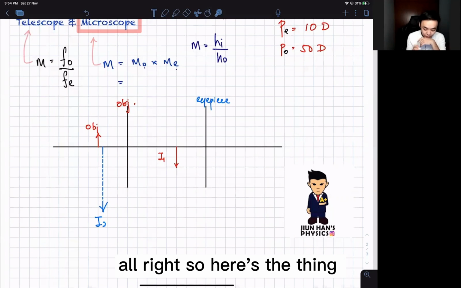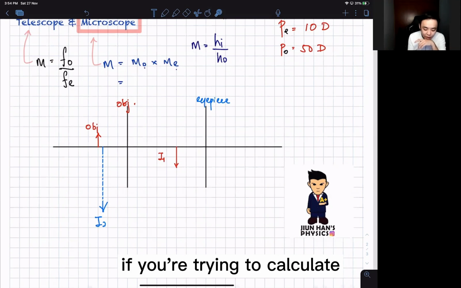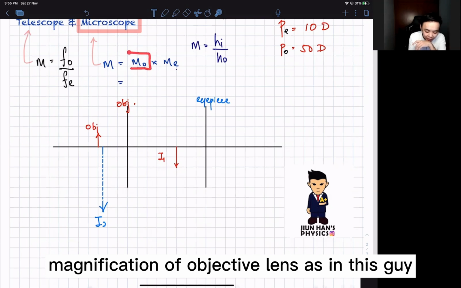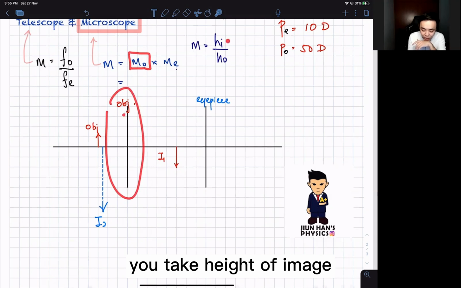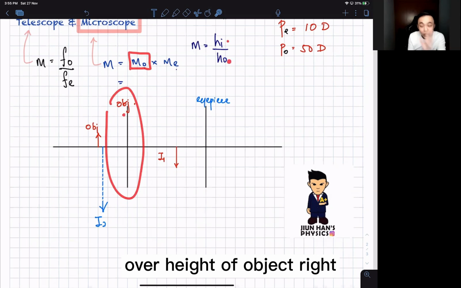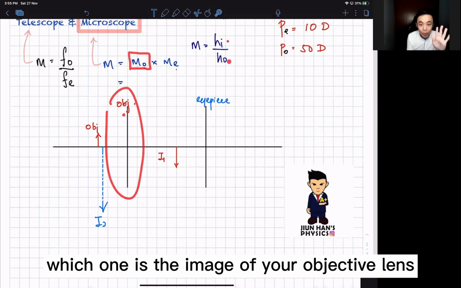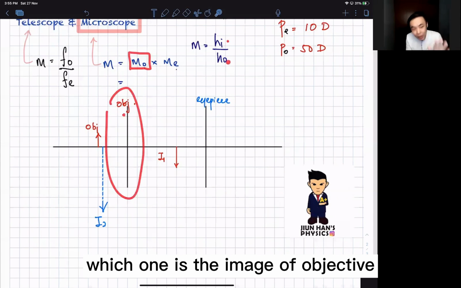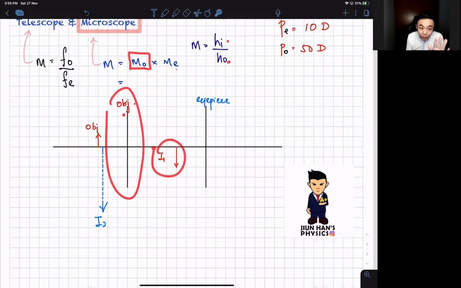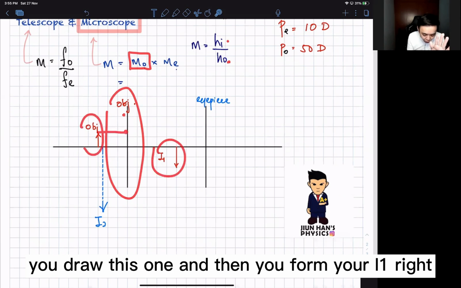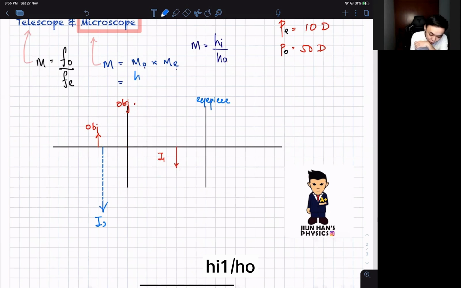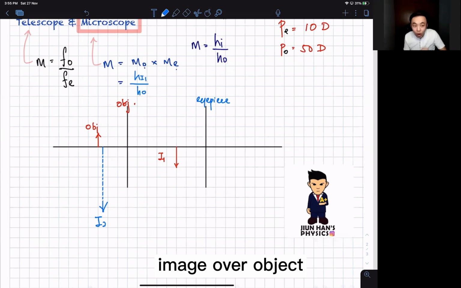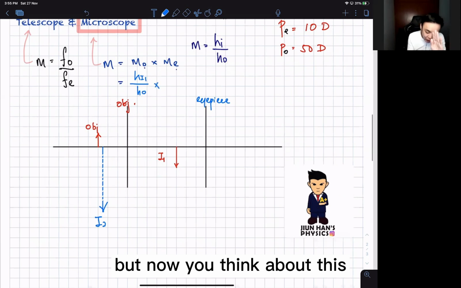All right, so here's the thing. If you're trying to calculate the magnification of the objective lens, as in this one, what do you do? You take the height of image over object. Then you think, which one is the image of your objective lens? I1. Then this is the object you draw, and you form your I1. So that's why over here, I will do HI1 over HO, image over object.